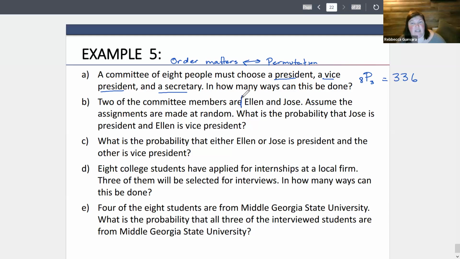2 of the committee members are Ellen and Jose. Assume that the assignments are made at random. What is the probability that Jose is president and Ellen is vice president? So this is an and probability. Ellen and Jose. So this is the probability of Ellen being president times the probability that Jose is vice president. So Ellen has a 1 out of 8 chance, and Jose has a 1 out of 8 chance.